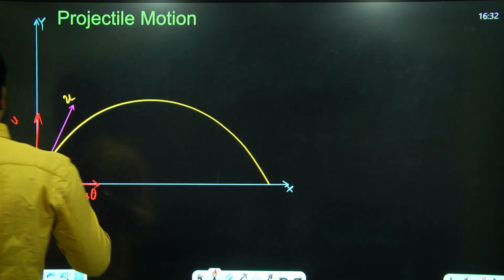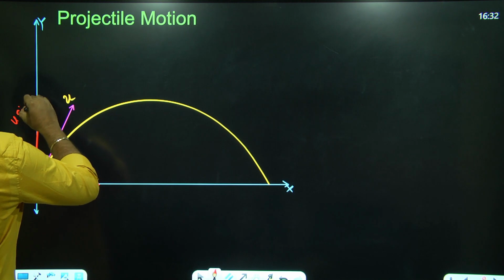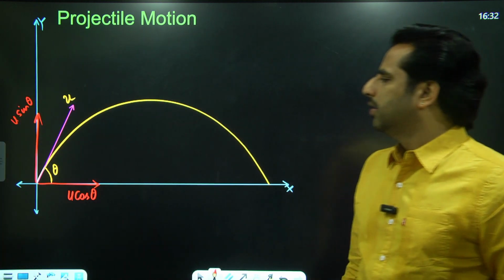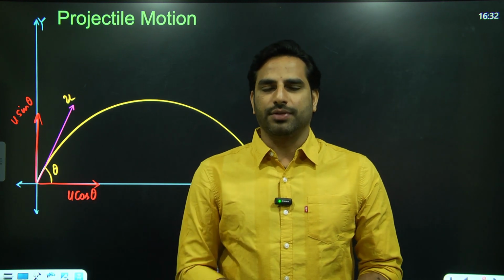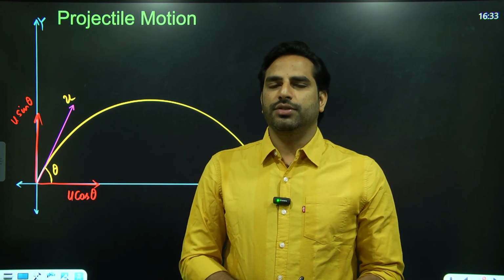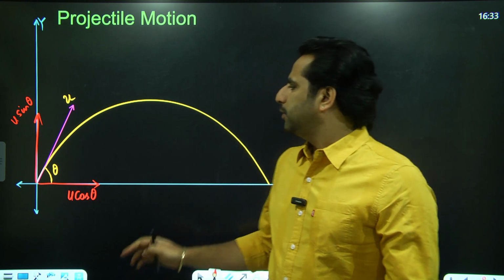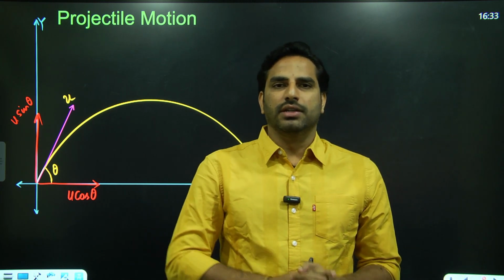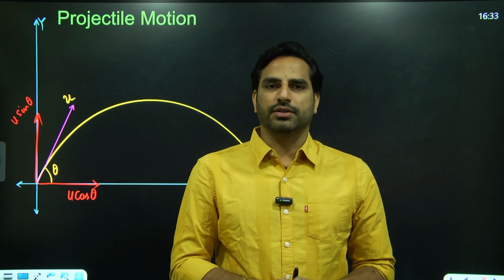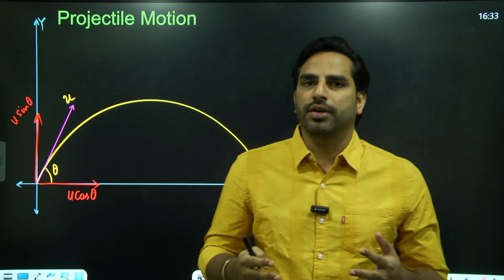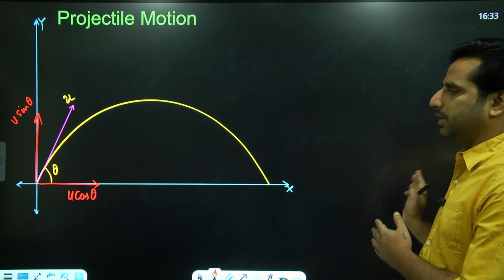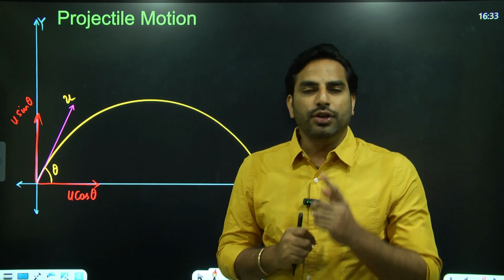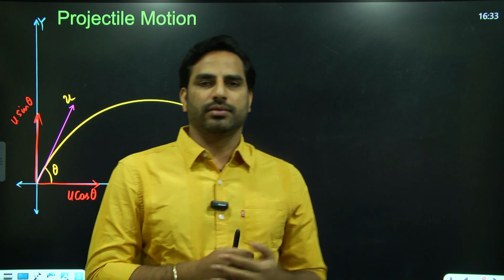So let me write it neatly. So u sin theta. Suppose there is only u cos theta component, there is no u sin theta. Forget about u sin theta. There is only u cos theta. There is no force on the particle in the horizontal direction. There is no acceleration in the horizontal direction. There is nobody to disturb u cos theta. So the particle moves in a straight line with the constant speed u cos theta. It is uniform motion along horizontal direction.